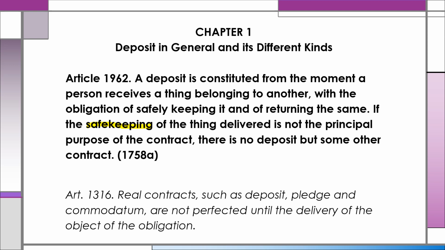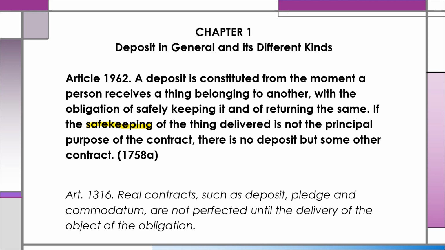Number one, it is real. So I state here also the definition by real contract under Article 1316. It says, real contracts such as deposit, pledge, and comodatum are not perfected until the delivery of the object of the obligation. So Article 1316 specifically states that deposit is a real contract because it is perfected by the delivery of the object of the obligation. So the first characteristic of the contract of deposit is it is real.